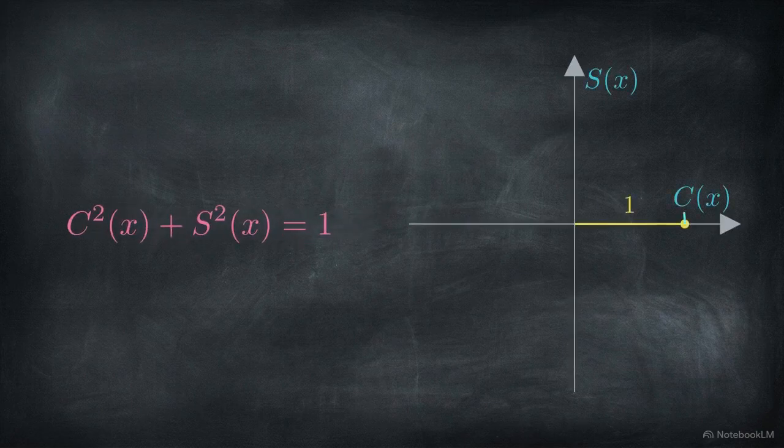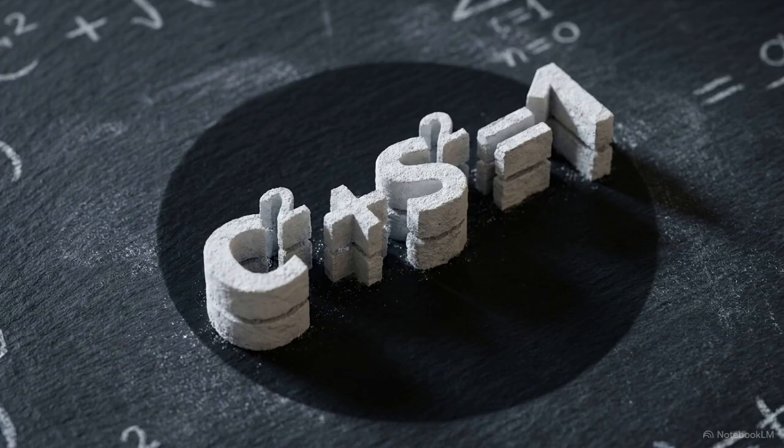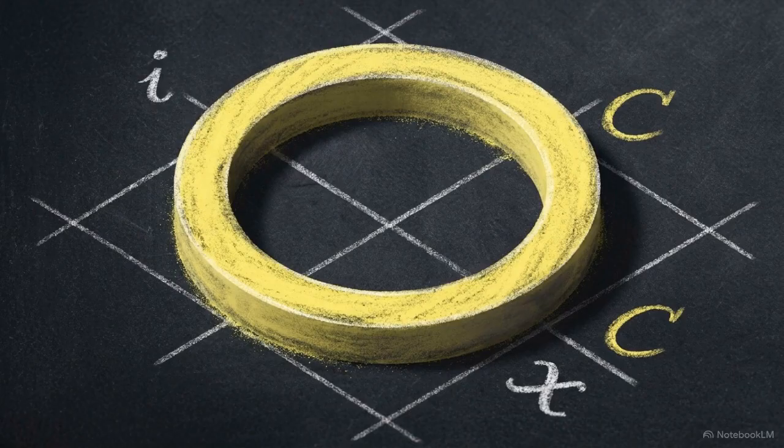Notice the geometric implication. This equation maps a set of coordinates whose distance from the origin is always exactly 1. This shifts the perspective on the circle. It is no longer the definition of these functions, but a necessary output of their algebraic properties. The geometry of the unit circle naturally emerges from the properties of the complex plane.